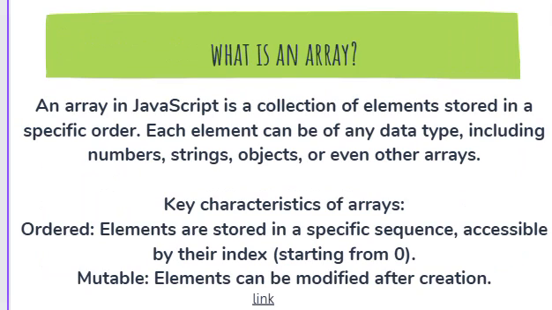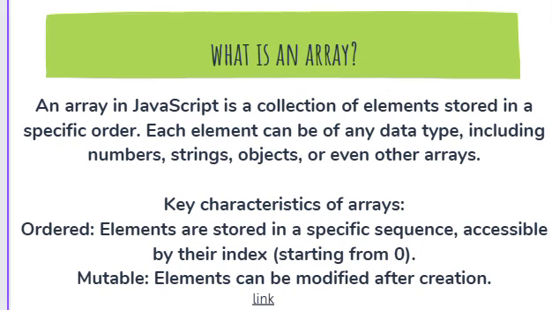One of the important topics is arrays. An array in JavaScript is a collection of elements stored in a specific order. Each element can be any data type, including numbers, strings, or objects. It is also defined as a special variable used to store multiple values in a single variable. Each item in an array has an index starting from 0. Arrays can hold values of different types such as numbers, strings or even objects.